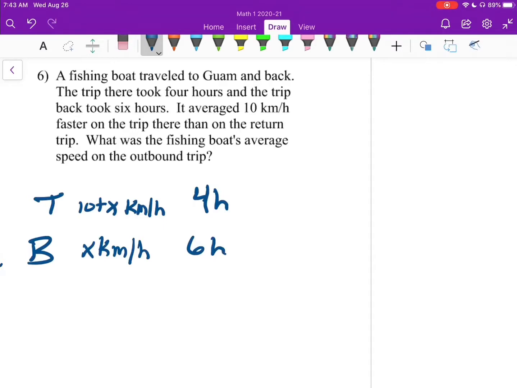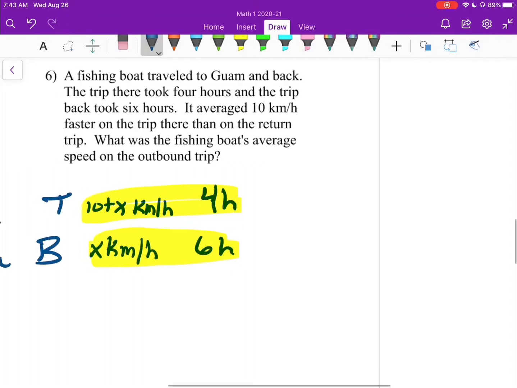What was the fishing boat's average speed on the outbound trip? So we're trying to find x. We know that they both traveled the same distance, right? We know that if you traveled at this and you traveled at this, they have to be equal. So what I'm going to do is pull that down in the bottom and set them equal. So I'm going to say 4 hours times 10 plus x equals 6 times x.